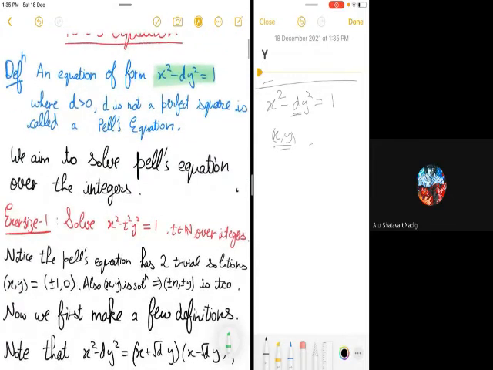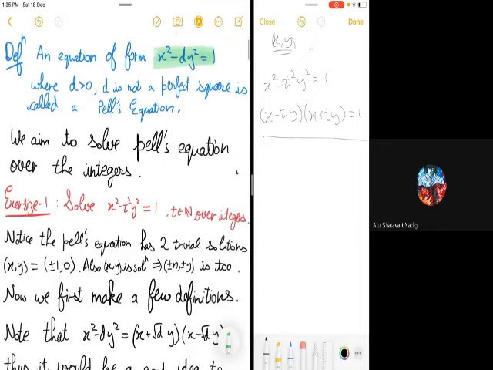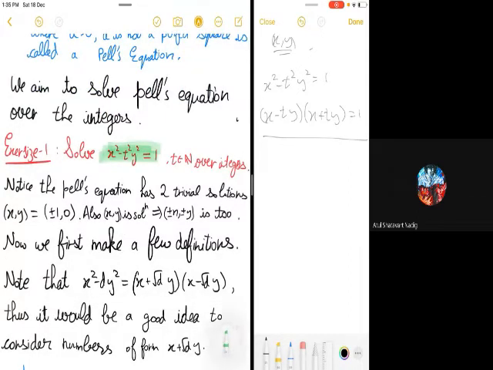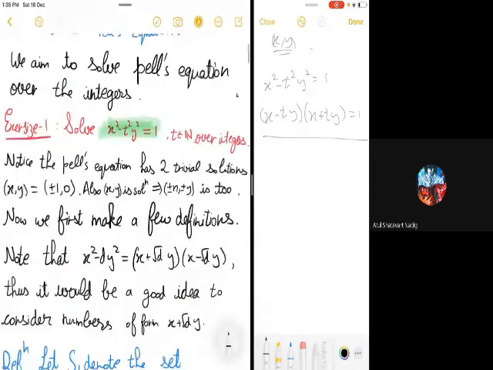Suppose d was a perfect square, then this is almost trivial, right? Because we can factorize this, and then we have to check some cases, and we are done. So this thing is not very interesting. So we'll work with d not a perfect square throughout.